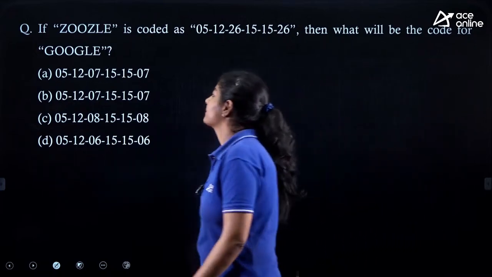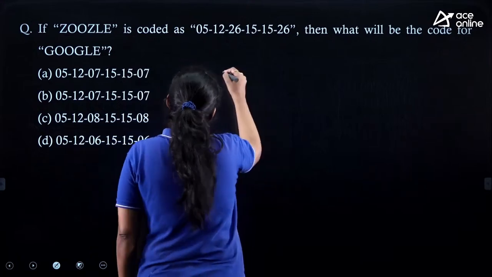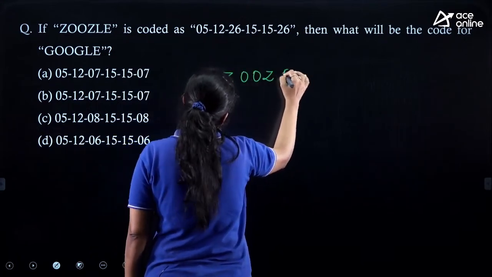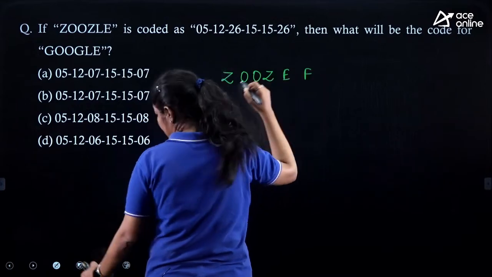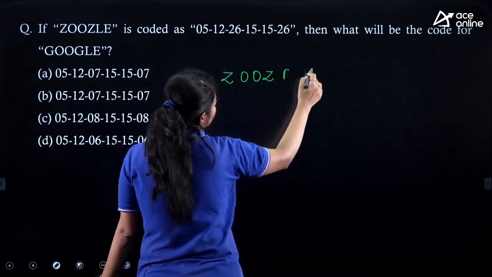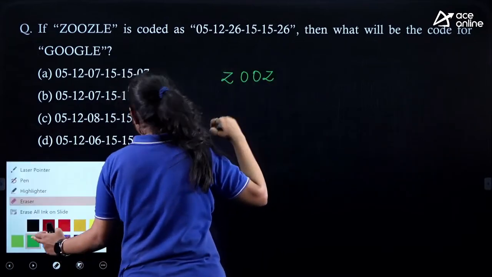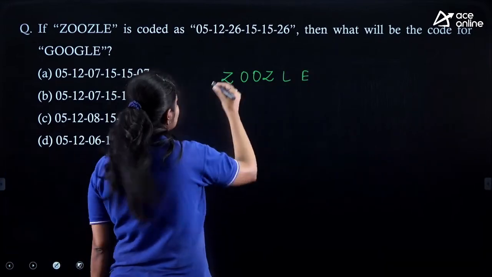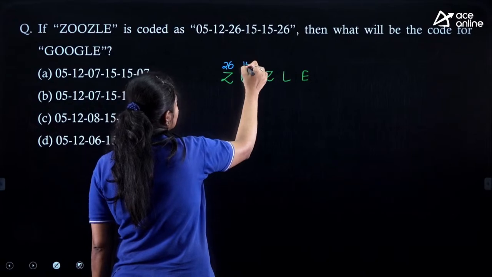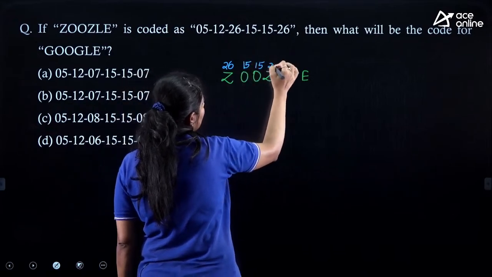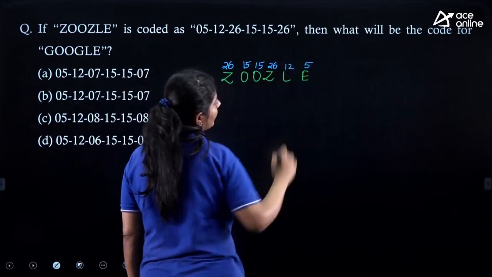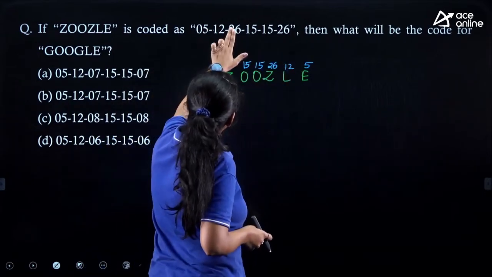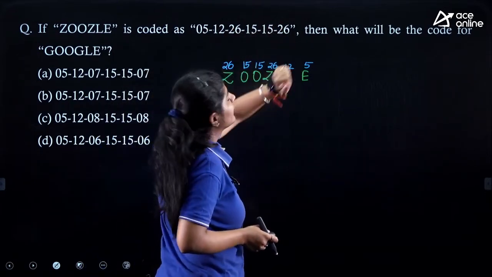Option B. Let's see. So here we are having Z O O Z L E. If you know the associated numbers, you can easily write down 26, 15, 15, 26, 12 and the 5 over here. Now if you see the logic over here, 5, 12, 26, 15, 15, 26.